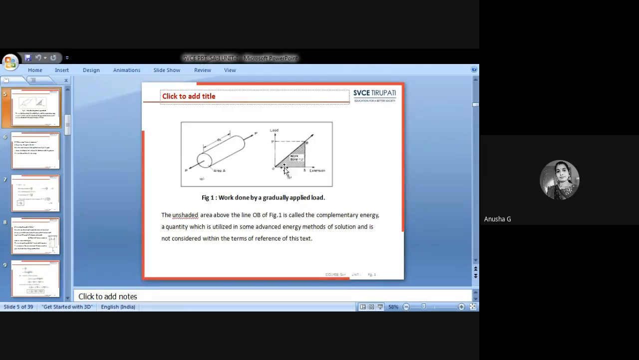And then the work done, whatever work done is observed here due to this force and the pulling of the force, and whatever energy is stored here is the strain energy. This shaded area is the strain energy, or it is also called the complementary energy, a quantity which is utilized in some advanced energy methods of solution and is not considered here within the terms of the reference.